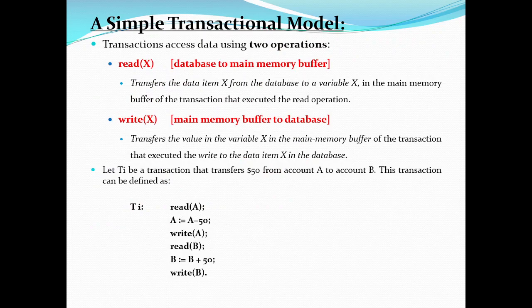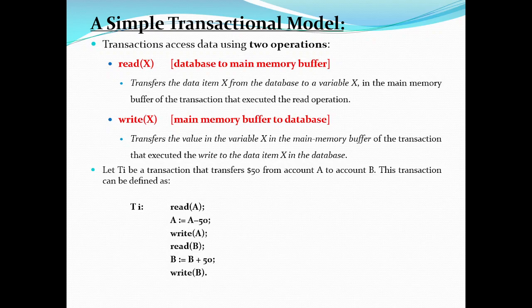Let us see a simple transaction model. Transactions access data using two operations: read(X) and write(X). Read(X): database to main memory buffer. Transfers the data item X from the database to a variable X in the main memory buffer of the transaction that executed the read operation. Write(X): main memory buffer to database. Transfers the value in the variable X in the main memory buffer of the transaction that executed the write to the data item X in the database.